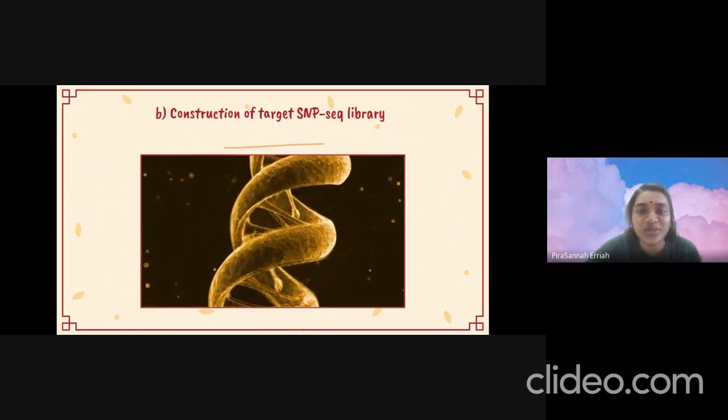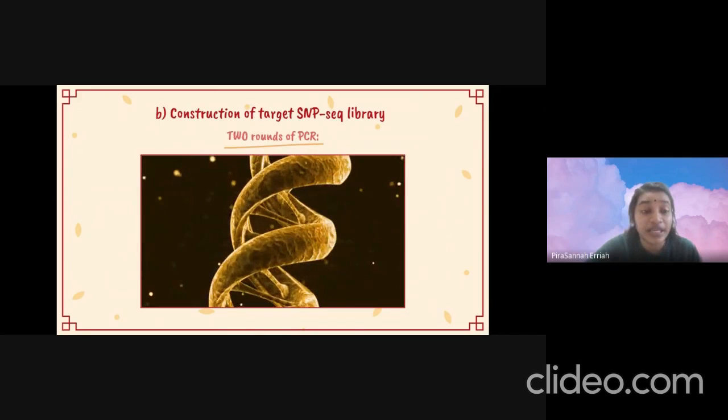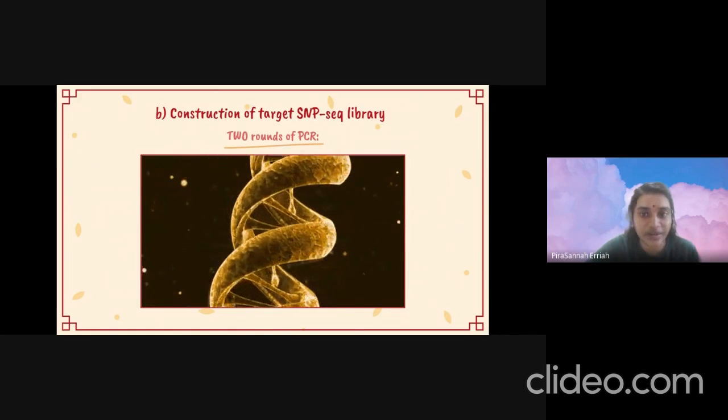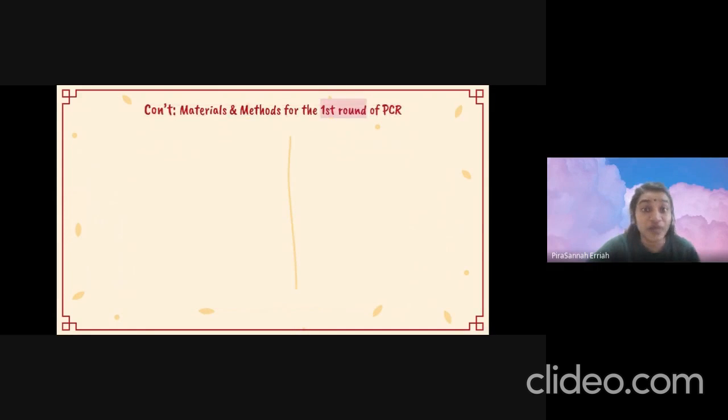The second method is the construction of the target SNP sequence library. In this method, 2 rounds of PCR have been conducted. Why 2 rounds? Let's see the purpose of these 2 rounds of PCR. First round, to capture the target SNP locus and also amplify 200 to 800 base pair sequence in DNA samples through multiplex PCR. Then the second round is to differentiate each DNA sample by the addition of a unique barcode adapter. Next, let's focus on the materials and methods for the first round of PCR.